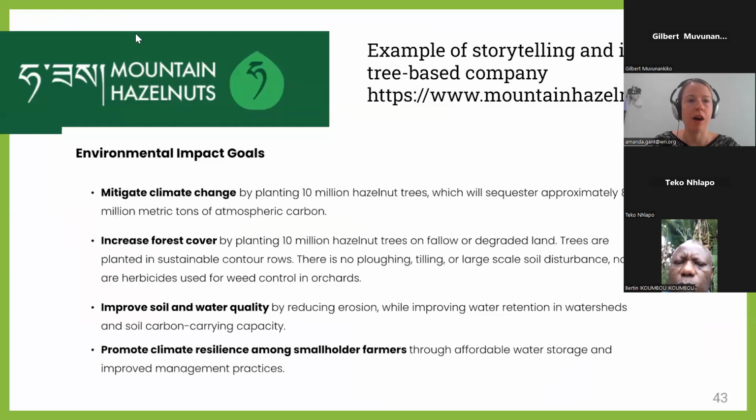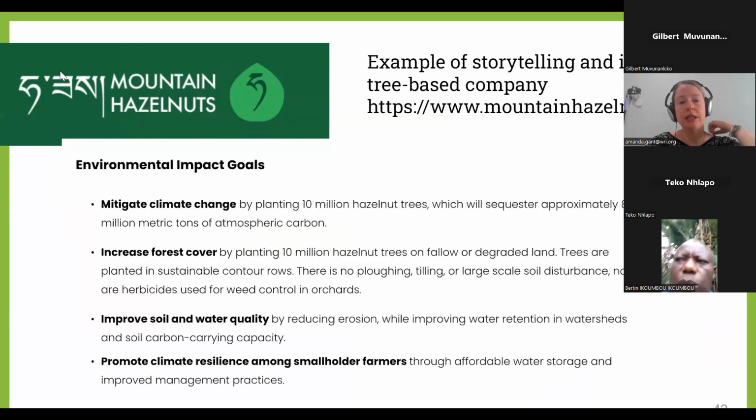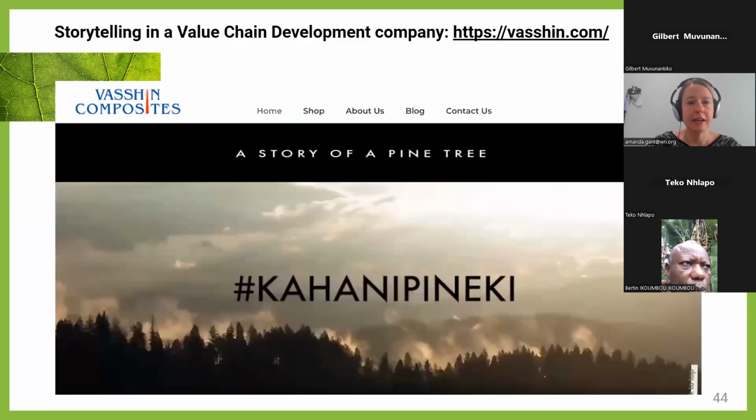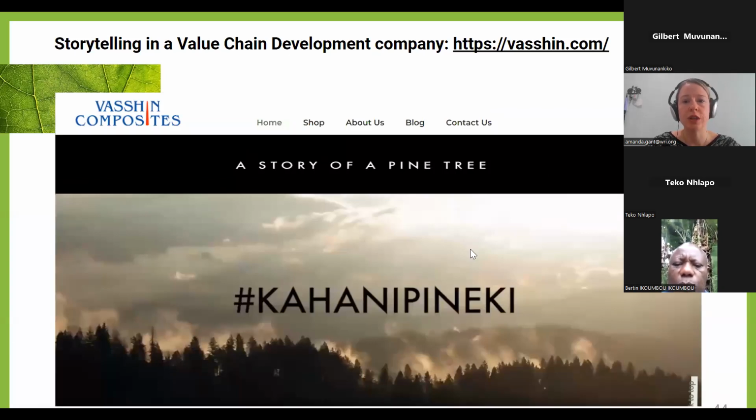This is an example of storytelling based in a tree-based company. So you'll notice here, there are some numbers, but it's not focused on numbers. They're talking about impacts that they're having by planting these hazelnut trees in the Himalayas. That's in a place of land that's been fallow or degraded. Not cutting down trees to do this. Let's see, I have to keep moving all these things. Also, if you go to their website, you can see the whole storytelling process that this web page has.